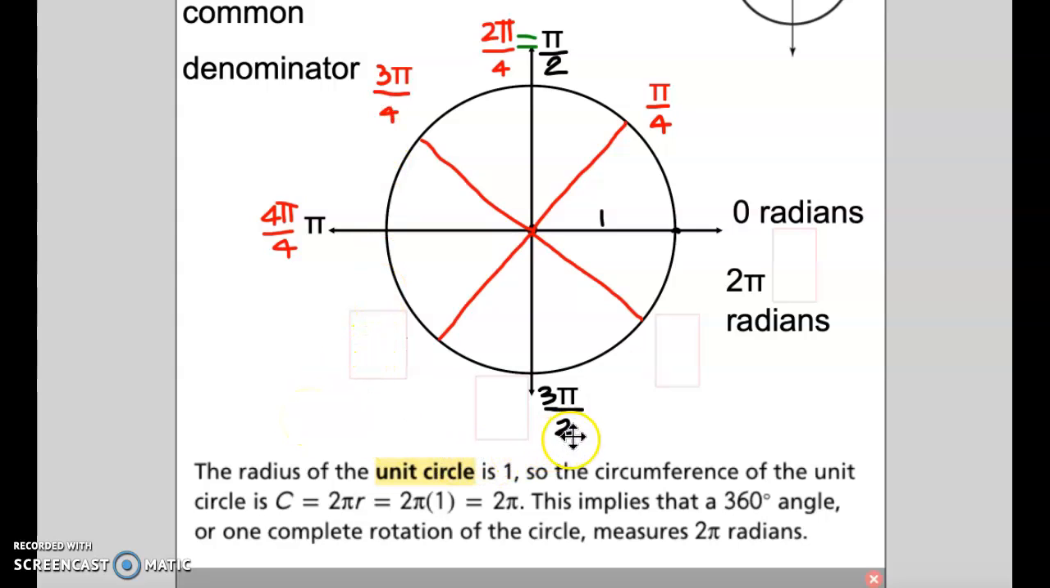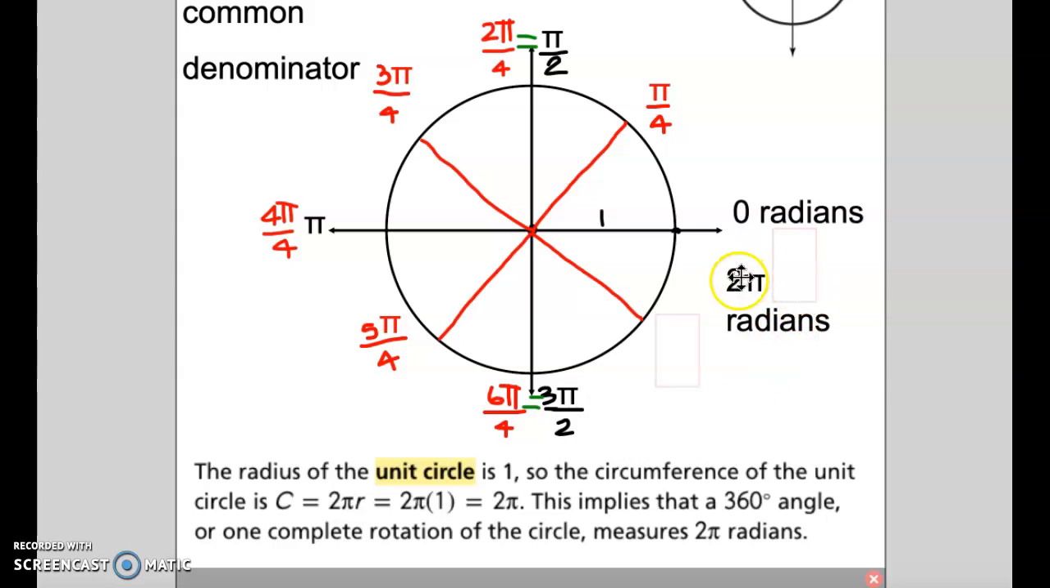And I can do the same thing down here. Let's get a common denominator. 3 pi over 2 with a common denominator of 4. And that's how I do it. 2 times what gives me 4? 2 times 2 gives me 4. So 3 pi times 2 gives me 6 pi. 6 pi over 4 is the same thing as 3 pi over 2. What is right halfway down the middle between 4 pi over 4 and 6 pi over 4? 5 pi over 4. It's just a pattern, right guys?